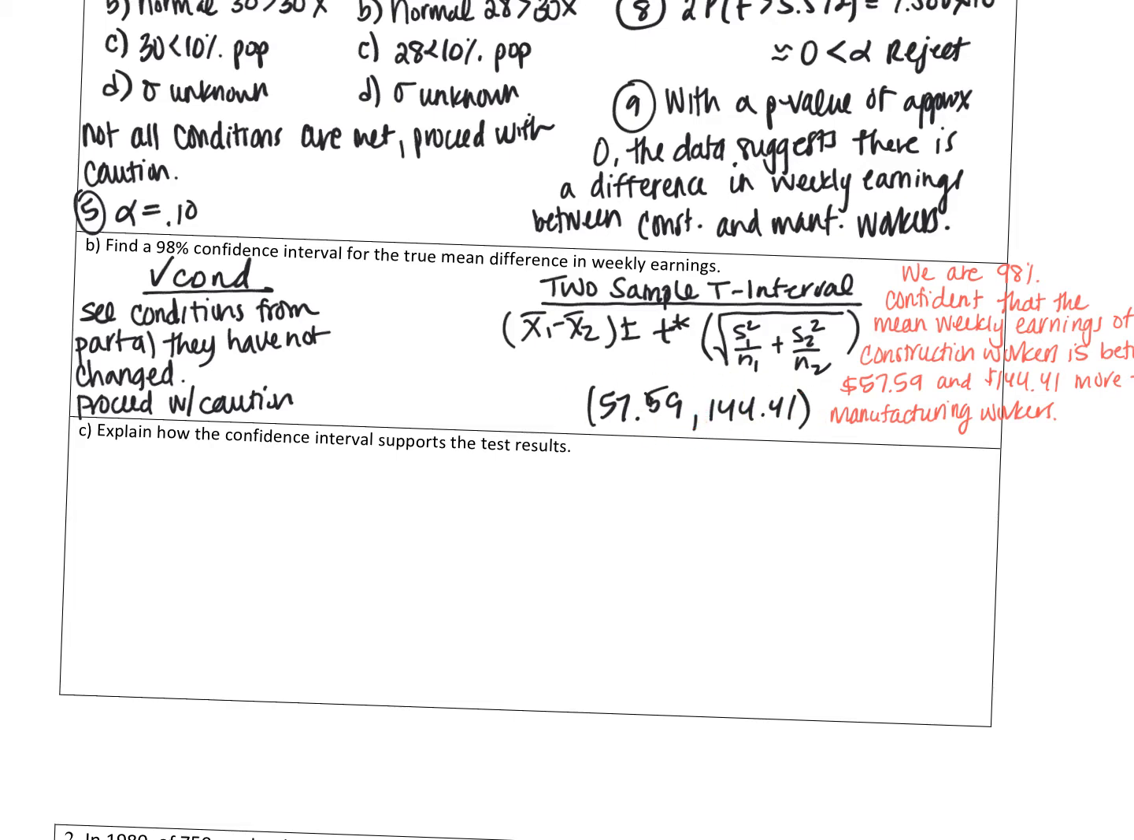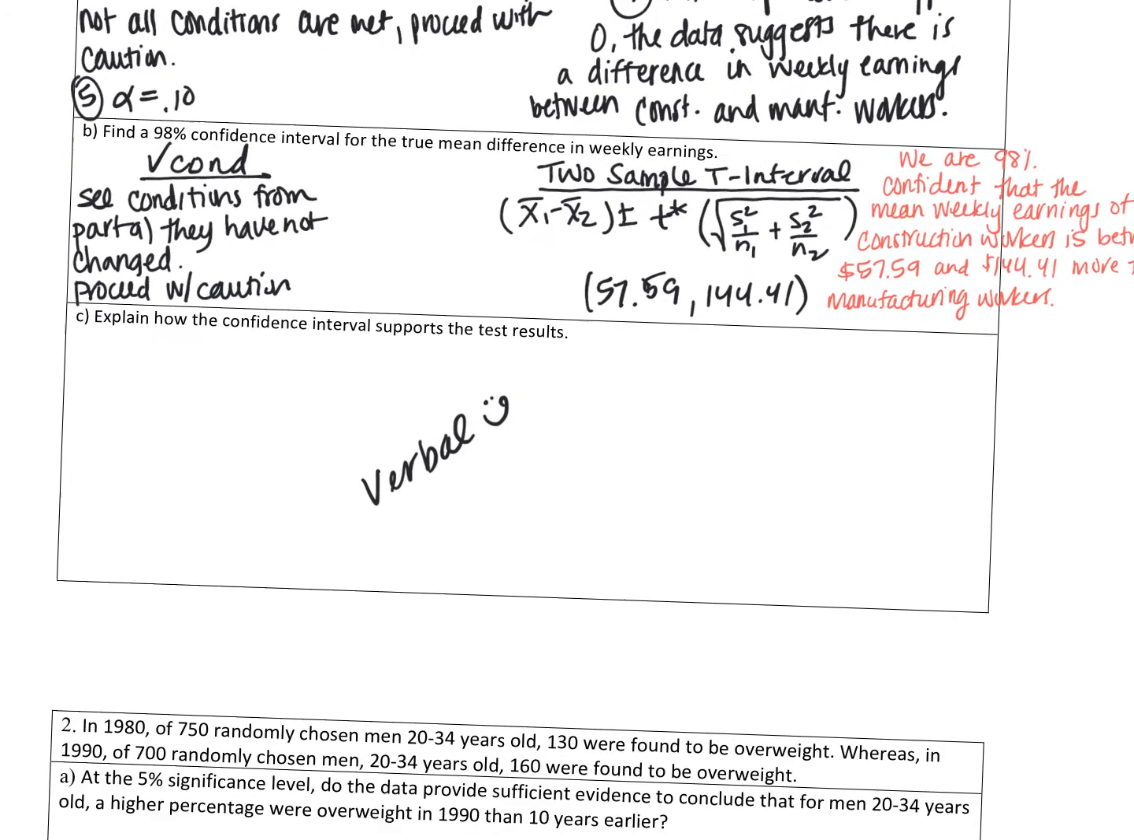But remember that we are proceeding with caution because not all conditions are met. The sample sizes are a little small, so this may not be representative of the true difference of the population of those workers. Okay, so that was a brief verbal explanation that you guys can take what you want out of and write that down.